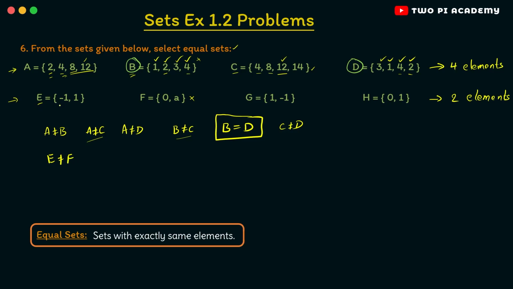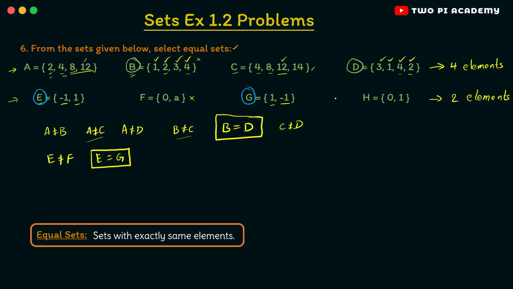And then the set E has element -1, which is also in set G, and set E also has 1 and set G also has 1. So they have exactly same elements. So therefore E is equal to G. So this is another pair of equal sets. If you want, as they have asked, you can circle them. You have selected the equal sets.